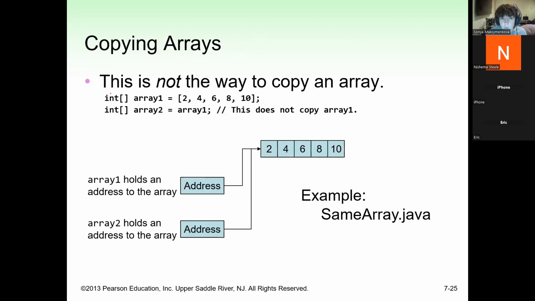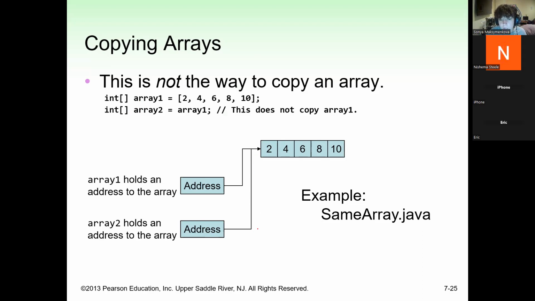So this will not copy your array. You might think that this is the way to copy your array. This is not the way. The right way to copy an array is actually much more complicated, because in this way, you will just have two variables pointing to the same array. You will not have two different arrays. It's going to be one array, and you will just have two variables pointing to the same thing.